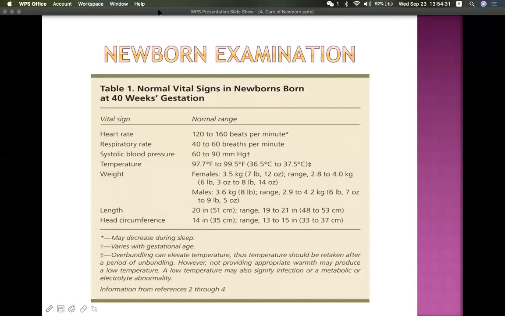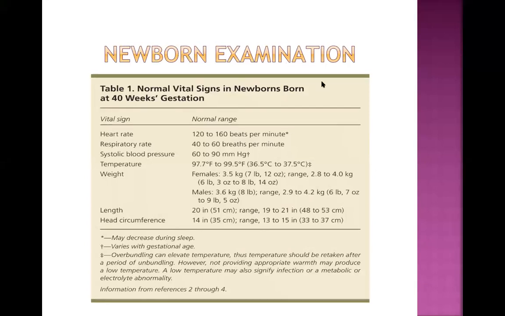Now, please focus here. What is the normal range of these vital signs in a full-term baby, I mean a baby who is born at 40 weeks gestation? The heart rate is 120 to 160 beats per minute. It's the same as fetal heart rate.